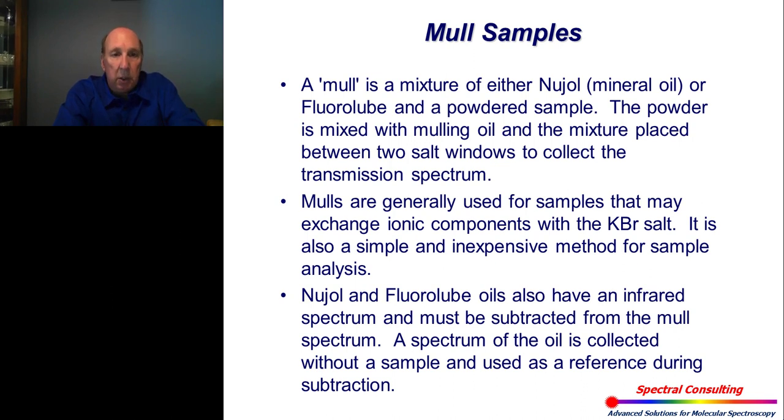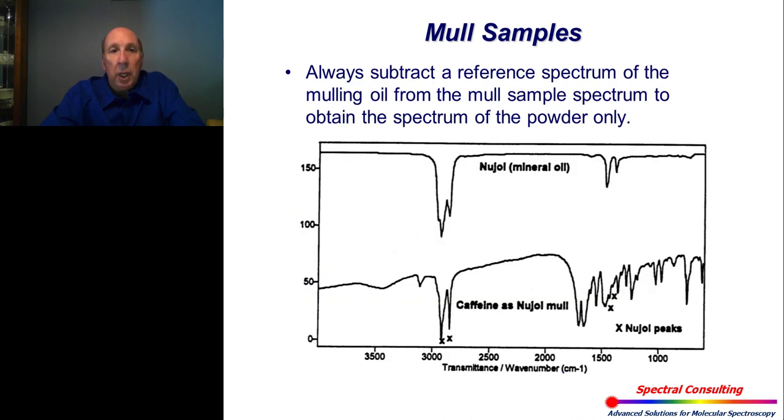We need something quick. Nujol and Fluorolube oils also have an infrared spectrum and must be subtracted from the mull spectrum. So basically what we do is we collect the spectrum of the oil without the sample and use it as a reference to do a subtraction after all the spectra are collected. Here's a case where we collected the Nujol oil separately, and we have our caffeine in the Nujol, and we did the subtraction. We just want to make sure we mark the peaks where the Nujol was subtracted to make sure there's no possible interference with the caffeine spectrum.